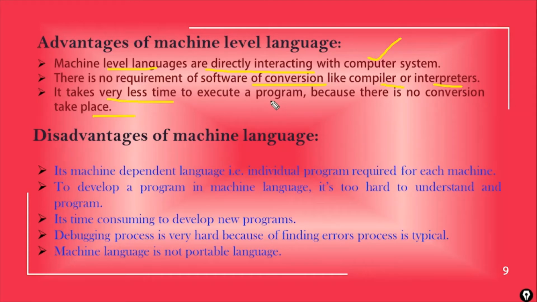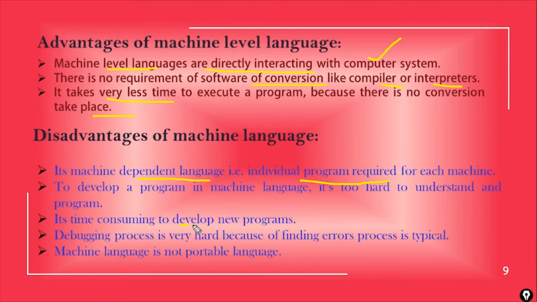And the disadvantages. It is a machine dependent language, which means an individual program is required for each machine. Different types of machines require different types of machine languages, so each individual machine can have its own language. To develop a program in machine language, it is too hard to understand and write.